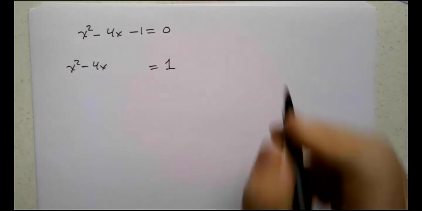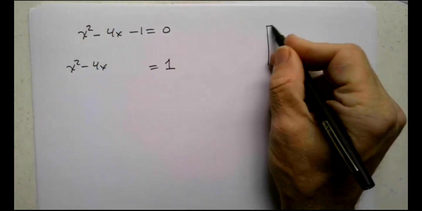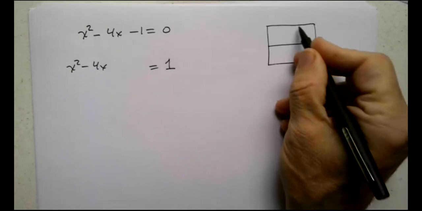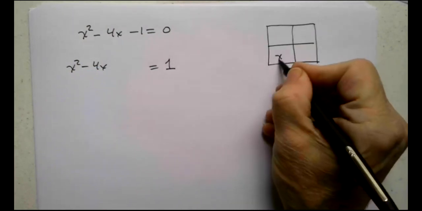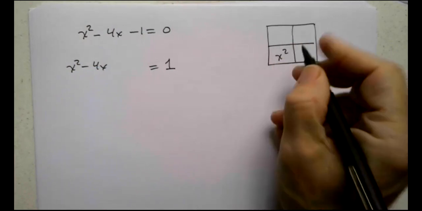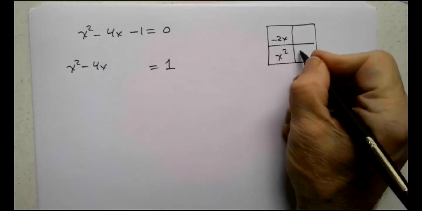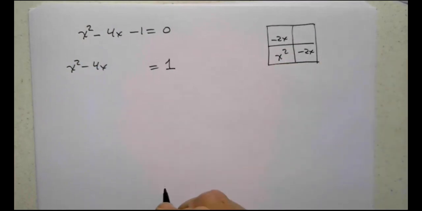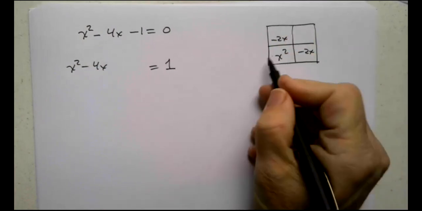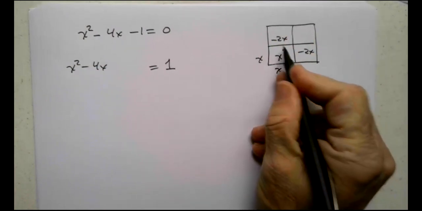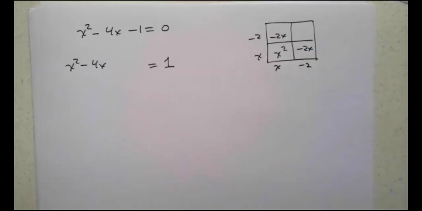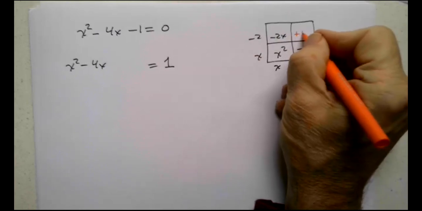Now I've got to complete the square. How do I do that? I like to draw a square if I'm going to complete it. Here's x squared. I need minus 4x to go into these two slots. So cut minus 4x in half, and I get minus 2x and minus 2x. So notice what I have in this box right now is x squared minus 4x. So x times x gives me x squared, x times negative 2 gives me negative 2x. And then to complete the square, negative 2 times negative 2 is positive 4.